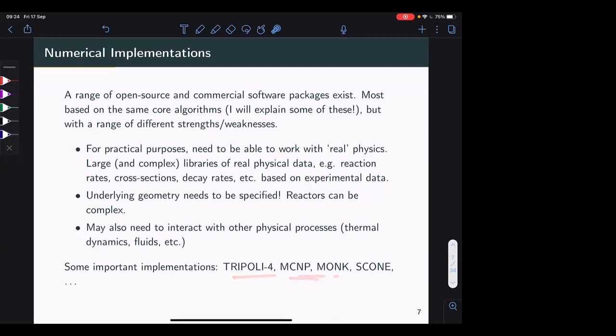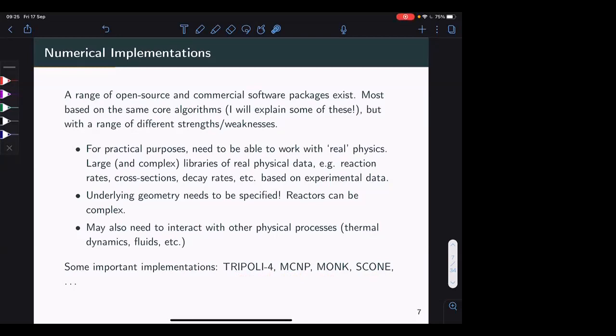I've listed some here. So Tripoli is the French one. So Eric and Andrea, I think, work mostly with Tripoli. Monk is the one provided by Answers. So Jeff and so on, people who are working on developing Monk. MCNP, I think, is from Los Alamos, a US open source version, or perhaps not quite open source, but relatively easy to access. SCONE, I think, is one being developed in Cambridge.